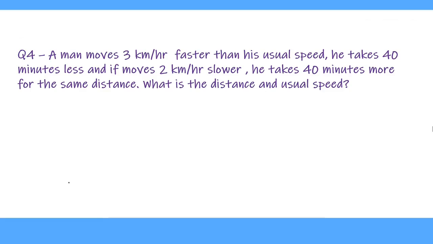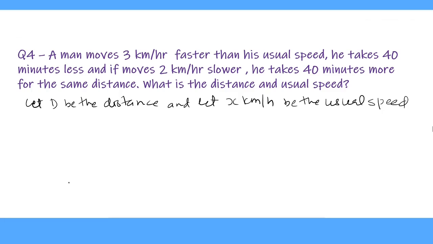Question 4th. A man moves 3 km per hour faster than his usual speed. He takes 40 minutes less, and if he moves 2 km per hour slower, he takes 40 minutes more for the same distance. What is the distance and usual speed? So we solve like this. Let d be the distance. Let x km per hour be the usual speed.